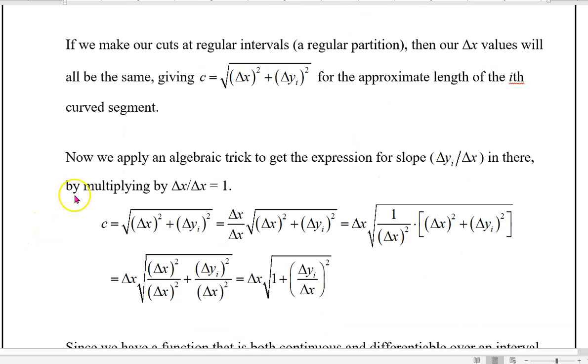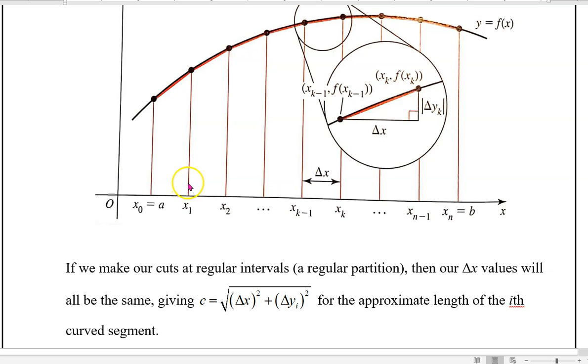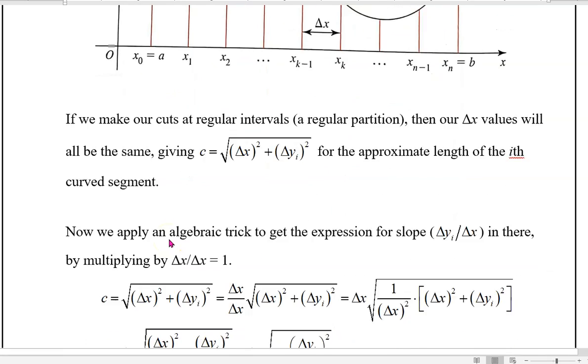That means that we are using the approximation from the Pythagorean theorem that c is equal to the square root of the change in the x value squared plus the change in the y value squared. If we use a regular partition, that means that we're cutting up our axis so that all of the distances between the x values are exactly the same. A regular partition then means that all the delta x's become the same, and the only thing that's changing in the radical will be the delta y's, and those will depend on the function values at the two endpoints of each little cut or each little line segment.